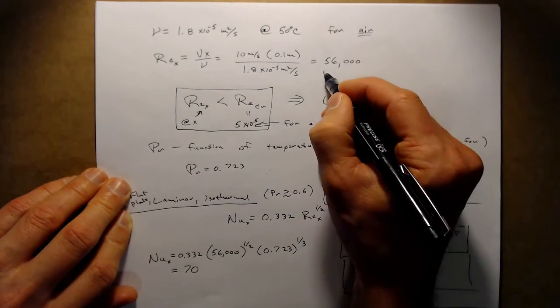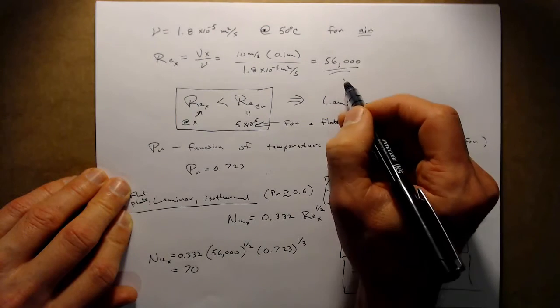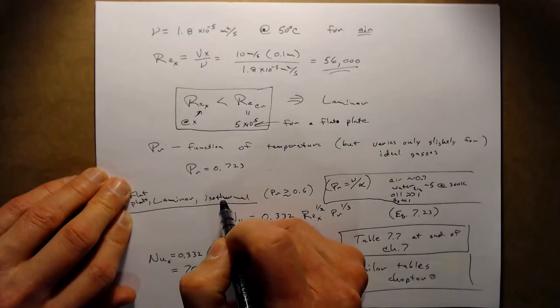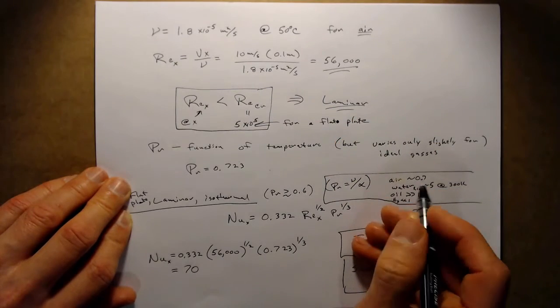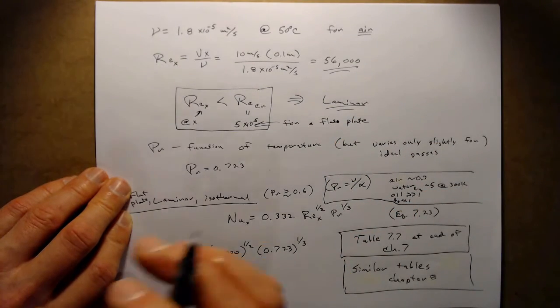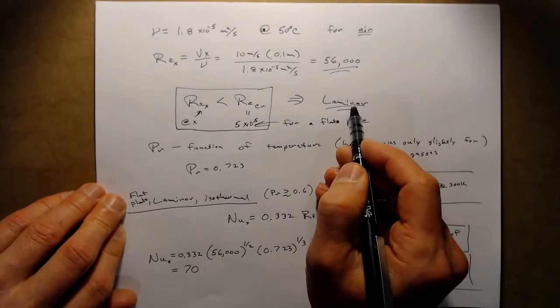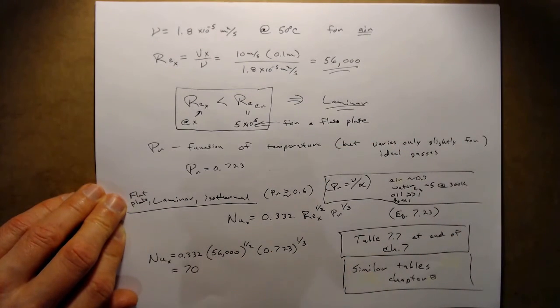So in our case, we're well less than that. We're about 5e to the 4th, so we're about 10 times lower than this critical value. So we're definitely in the laminar regime. Okay, so we've defined the geometry, we've defined what the flow condition is, it's laminar. Now we need the Prandtl number.